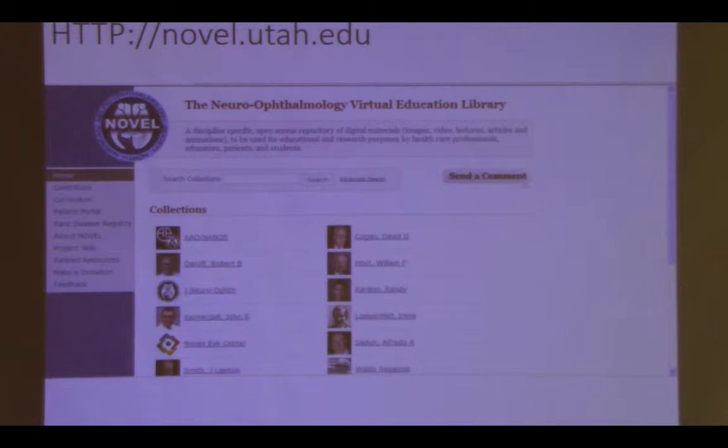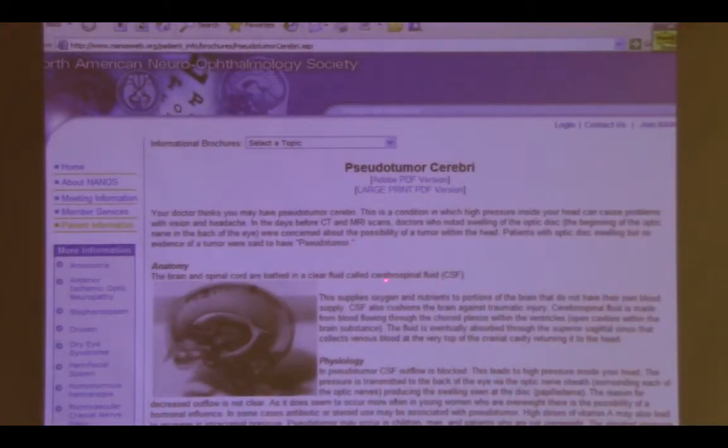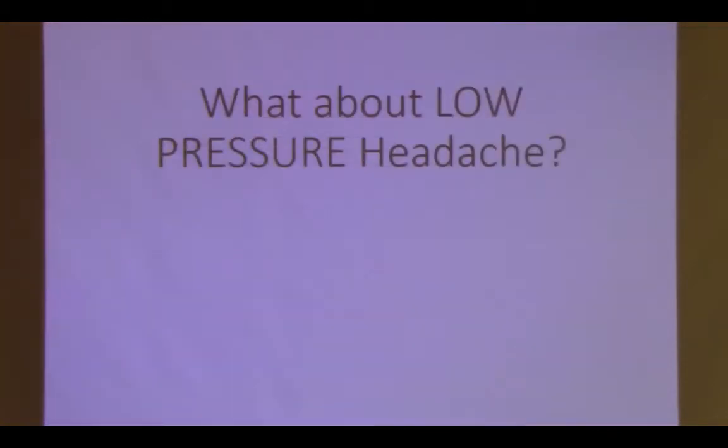This is a partnership between the North American Neuro-Ophthalmology Society and the University of Utah Eccles Health Sciences Library. Go to the patient portal and go to the condition pseudotumor cerebri, and there's a page that takes you to patient information brochures, literature searches, support groups, etc. And this is one of our handouts on the pseudotumor cerebri syndrome. So that's a place to get more information on high pressure headaches.